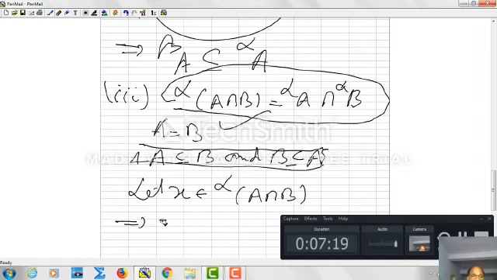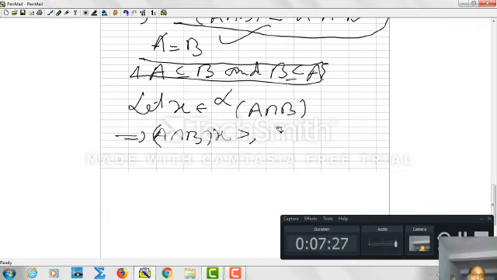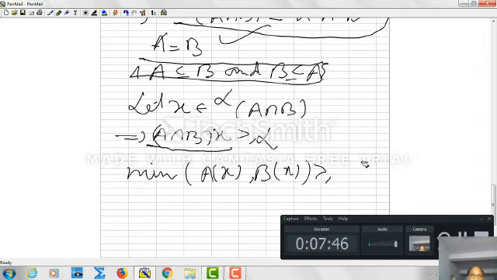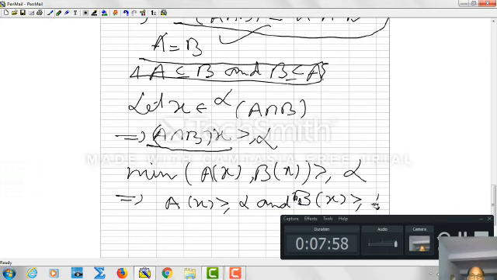So by definition, (A intersection B)(x) is greater than or equal to alpha. By the definition of the intersection of two fuzzy sets, it means the minimum of A(x), B(x) is greater than or equal to alpha. This implies A(x) is greater than or equal to alpha and B(x) is also greater than or equal to alpha.